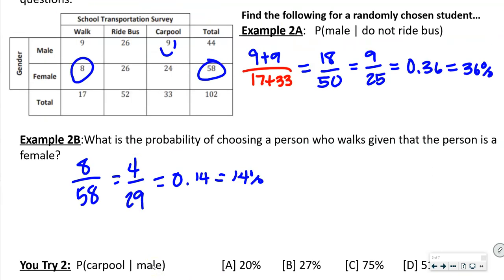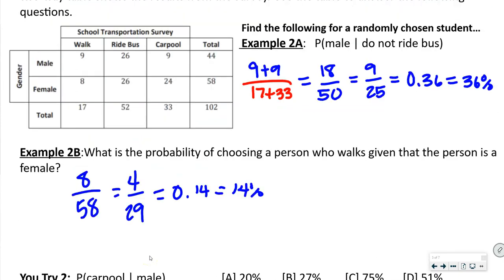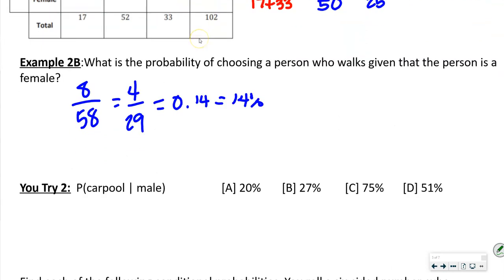So here again, we're going to look for the total of what? Males, right? So we're looking for the total males. That would be this 44 number right here, right? And then we're looking for how many of those were carpool people. So it's going to be our 9. So it's going to be our 9 over 44 here.